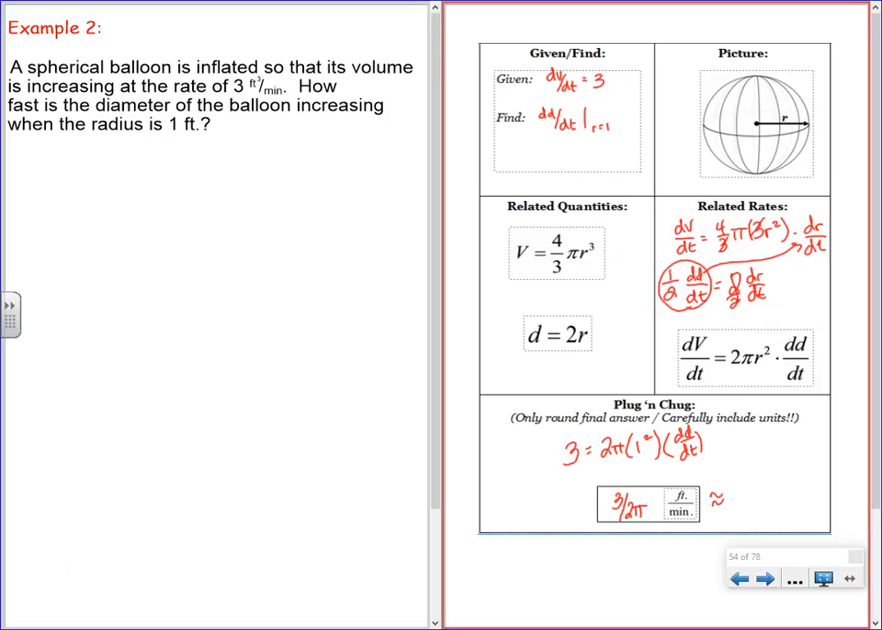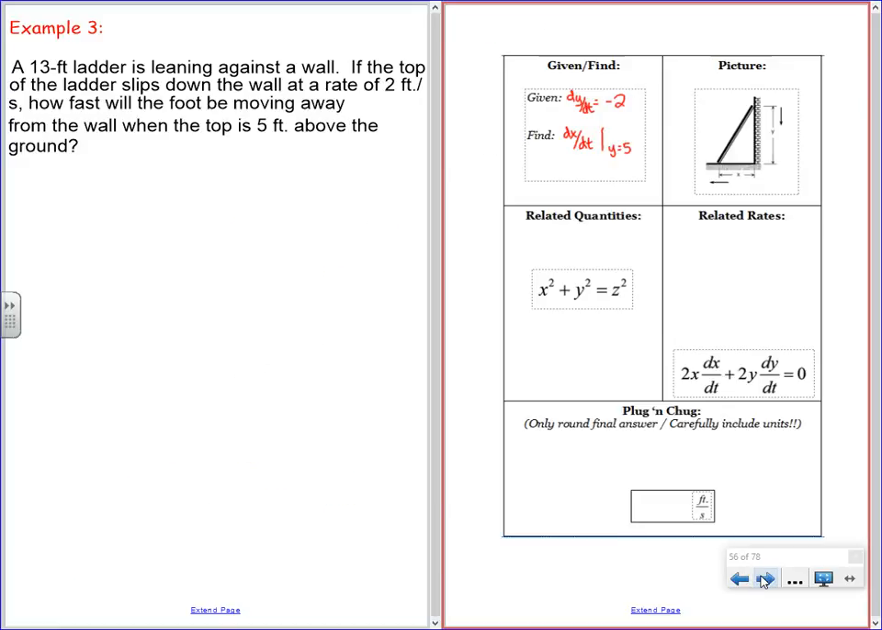3 decimal places? What's 3 over 2 pi, Corey? 4 point, remember, always 3 decimal places. Always, so 4 point what? Nice. 0.477. How many groups beat me to 0.477 or 3 over 2 pi? Okay, 3 groups. 4 groups. Okay. Next problem. I want you guys to go ahead and focus in on the ladder problem. Good stuff. Ladder problem.